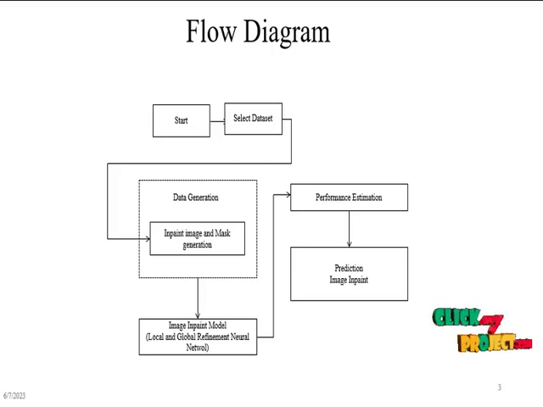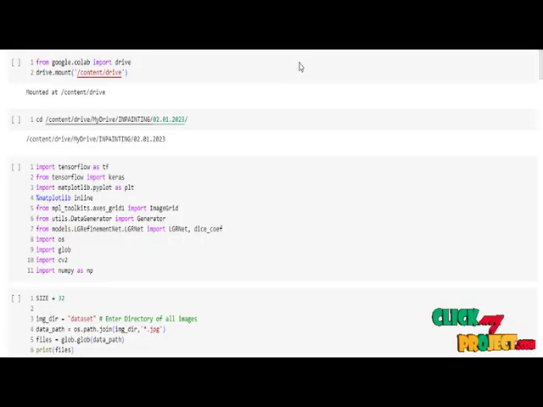Finally it estimates the performance based on the dice coefficient score. Finally it will predict the images by comparing the original and mask images and generate the inpainted images. I have successfully executed my code in Google Colab.